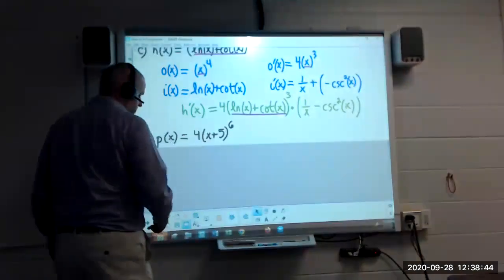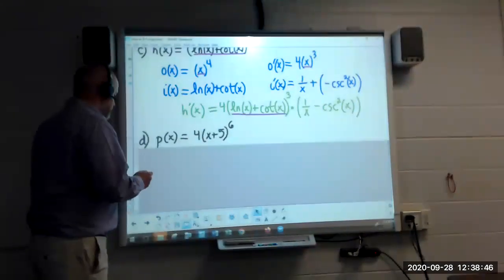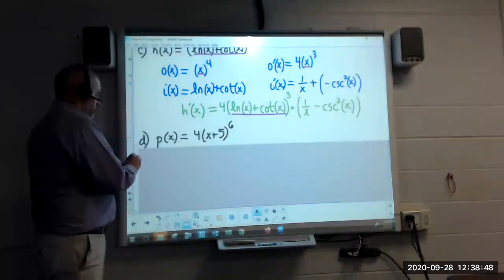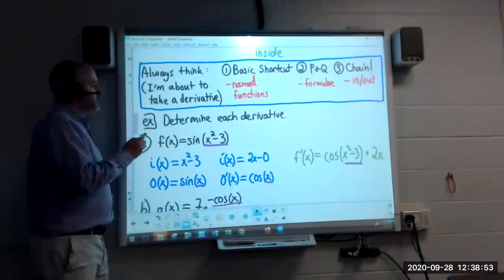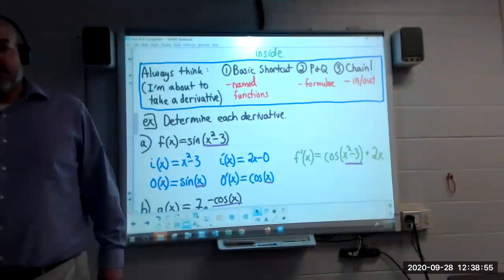So your big hint was to use the chain rule. Remember that that's not always going to be your hint. What you need to do anytime you're about to take a derivative, as yes, I'm going backwards, is you need to think about these three things.